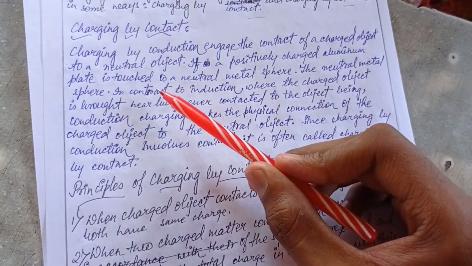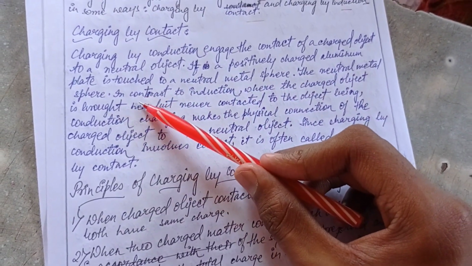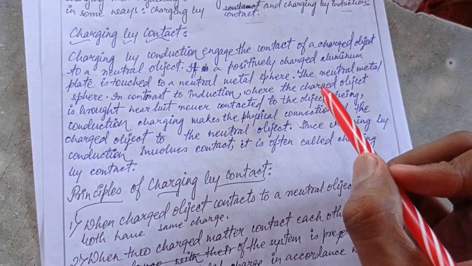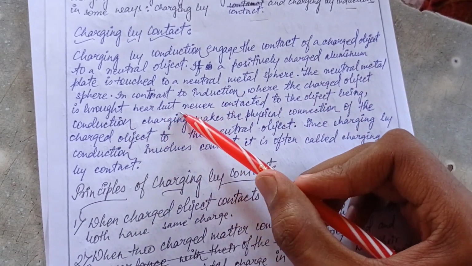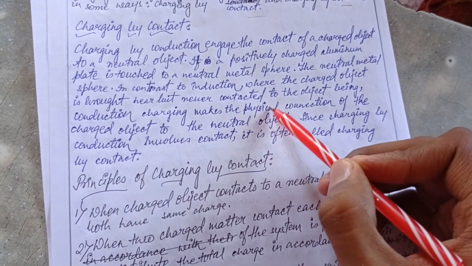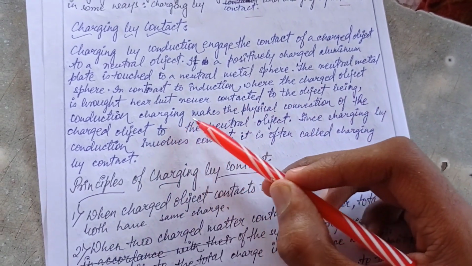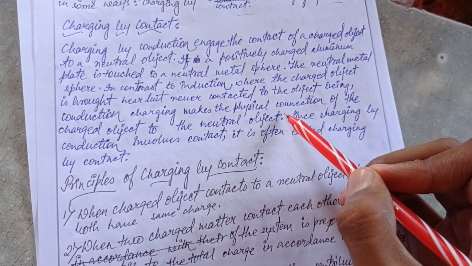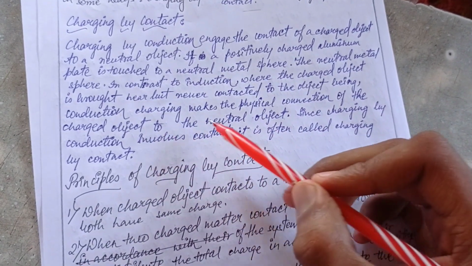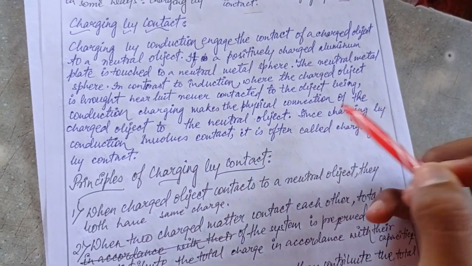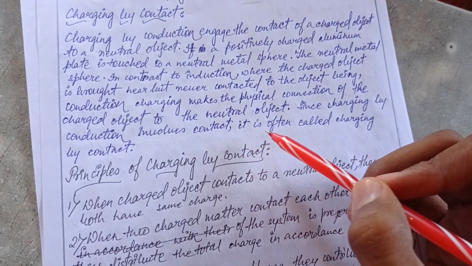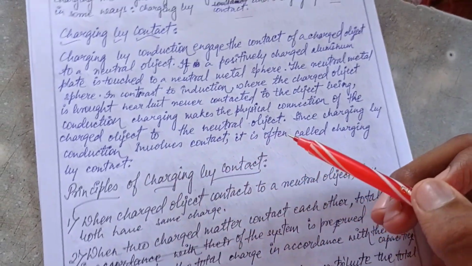In contrast to induction, where the charged object is brought near but never contacted to the neutral object, conduction charging makes the physical connection of the charged object to the neutral object. Since charging by conduction involves contact, it is often called charging by contact.